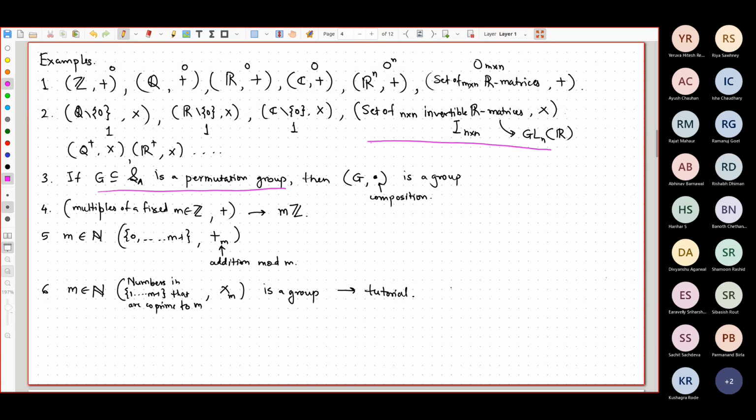Absolutely. Except for these 2 examples, all the group operations satisfy the following additional property. What is that additional property for all A, B in the group? A star B is equal to B star A. Whether it is integer addition, non-zero rational number multiplication, or addition modulo M, multiplication modulo M, all of them satisfy this property, which is called commutativity.